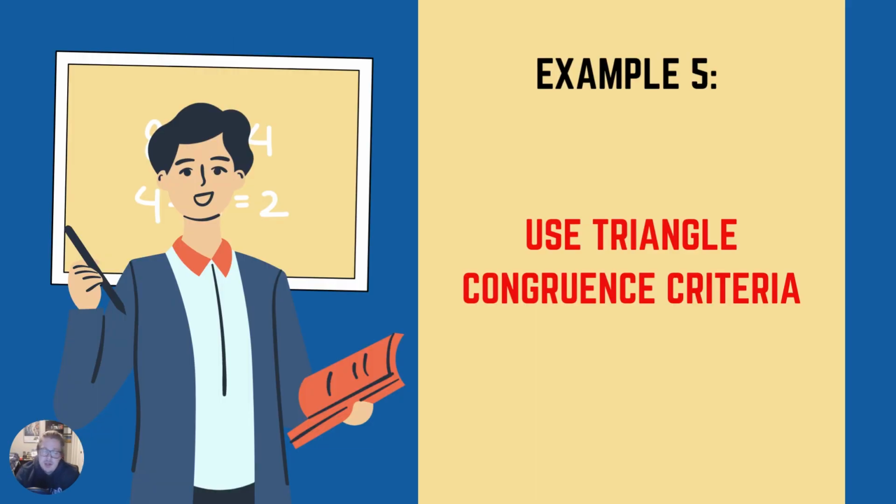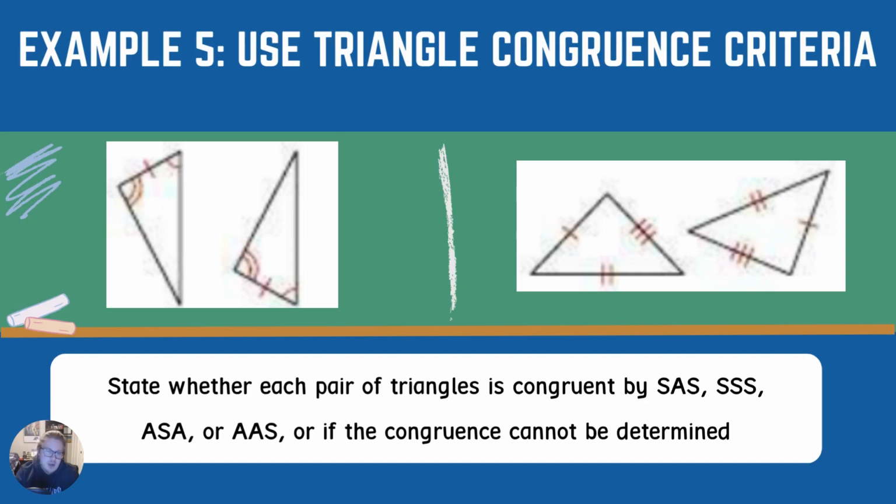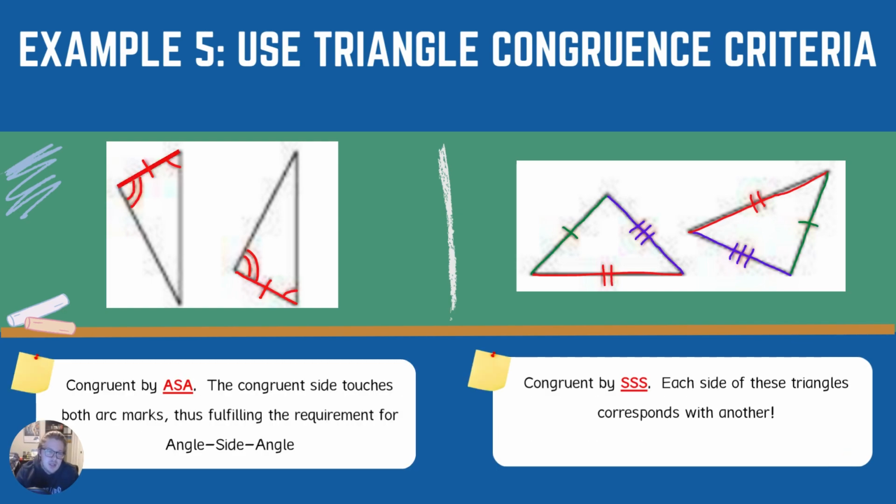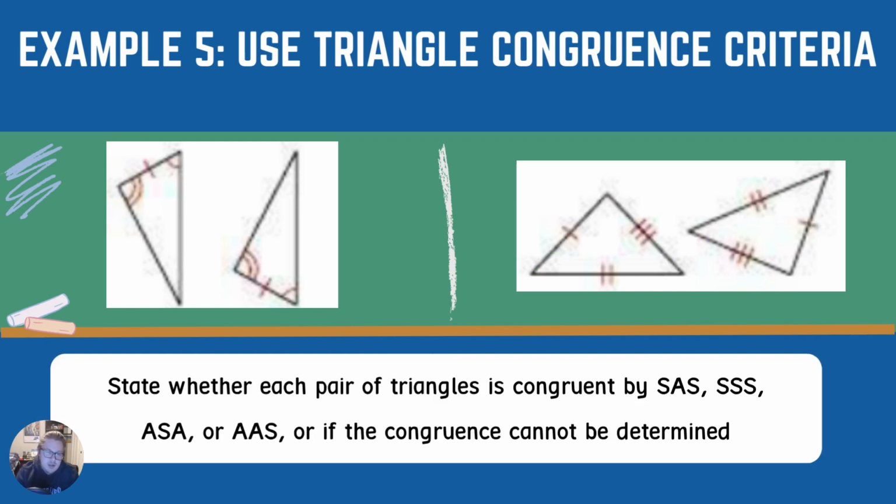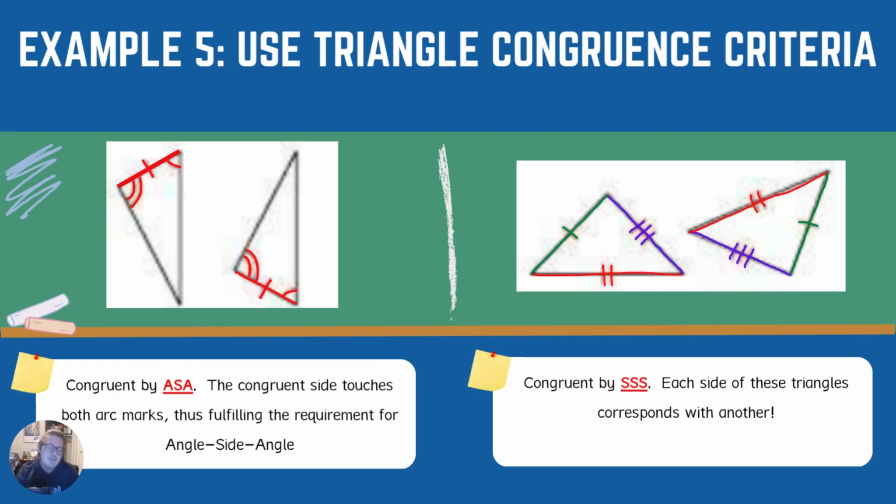All right, so now let's go over a super example of all of these. We want to say, are each of these triangles congruent? And if they are, is it side angle side, side side side, angle side angle, or angle angle side? So take a look at the one on the left. This one's going to be angle side angle. You can see when I highlight the congruent side, the single tick mark side, and the angle marks, that it touches both, right? When I have one that touches both, that's what I need for angle side angle.